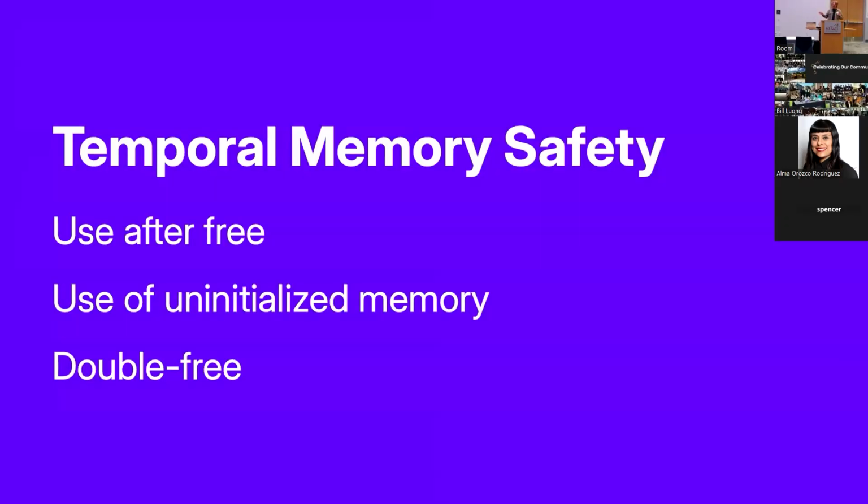Now, with temporal memory safety, so things like use after free, use of uninitialized memory, double free, with use after free and uninitialized memory, the issue is that you're doing operations on memory that could have arbitrary junk. So if you have a pointer to some piece of memory and you have freed that memory, that means you have given it back to the allocator and said, hey, I'm done with this, you can give it to another program. That could very well happen.